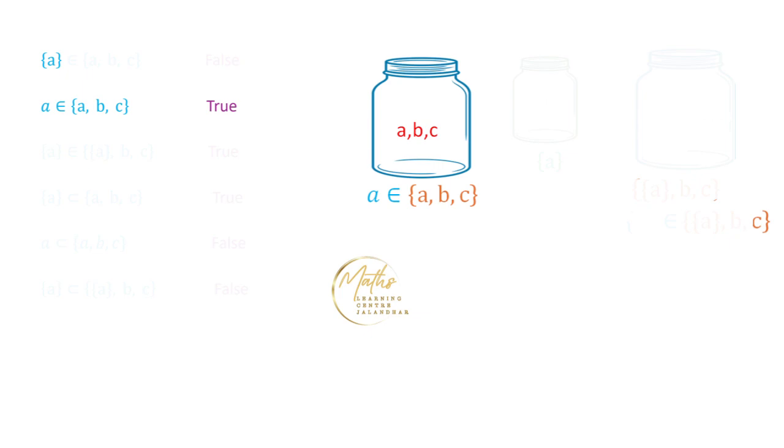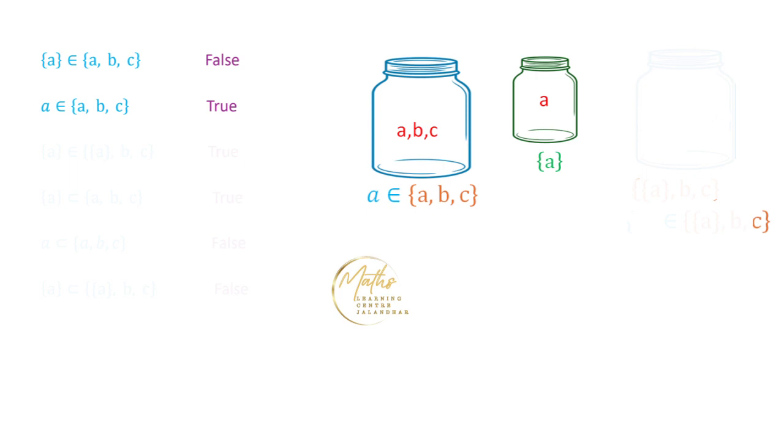Next statement we have is that set {A} belongs to the set {A, B, C}. When we talk about set {A}, it means we have a jar that contains an element A. So this jar represents set {A}, and there is no such element in the set {A, B, C}. So when we say that set {A} belongs to the set {A, B, C}, this statement is false. This will be more clear to you with our next example.